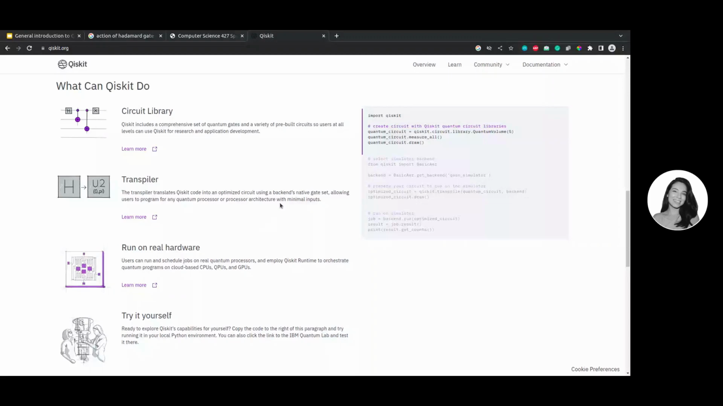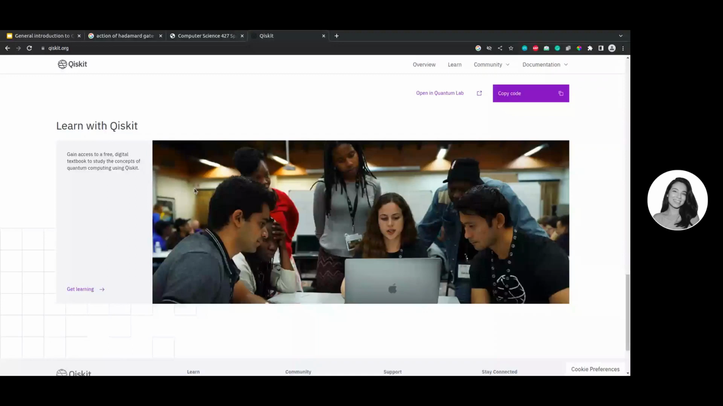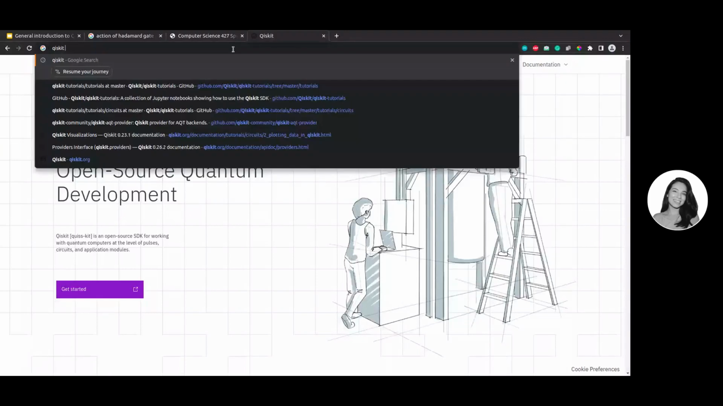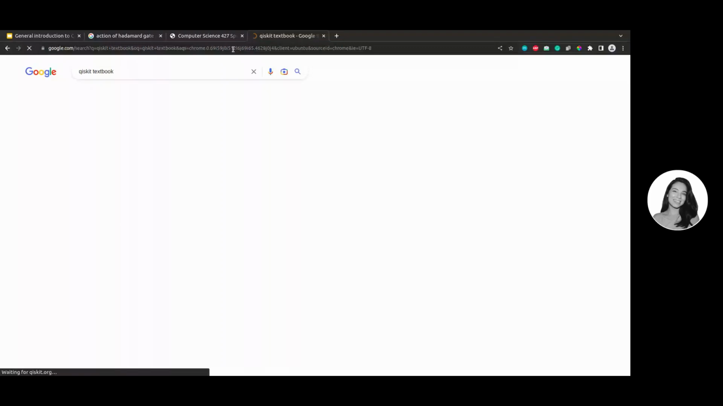There are also a lot of resources to learn how to use it. There's documentation, and it's very extensive. The interesting part is that they have a lot of application modules. There is Nature for simulating quantum systems. There's Finance, Optimization, and Qiskit Machine Learning. But they also have the Qiskit textbook. The Qiskit textbook is a very, very good resource.